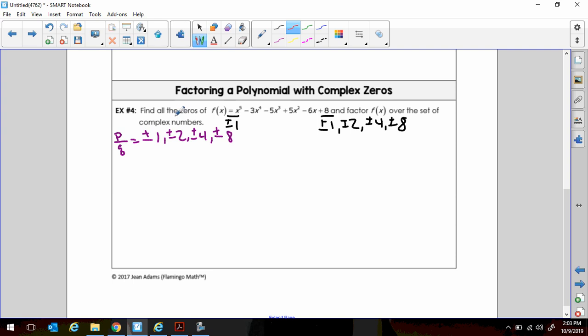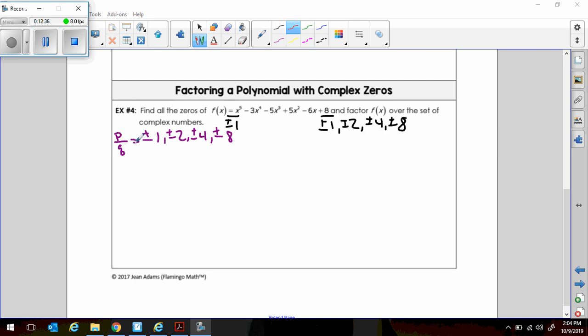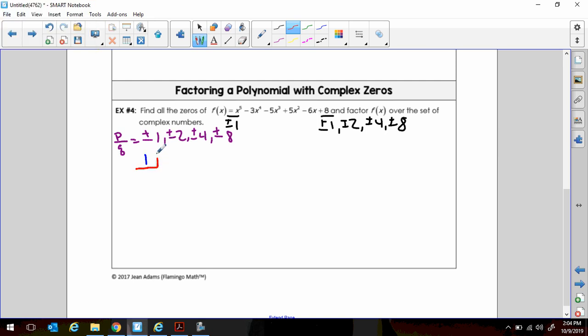Alright, I'm going to try 1 first. So what I just did is I took 1. I know that 1 is a factor because it's one of these. And I plugged it in for x, and it gave me 0. So I know that this is one of the factors, and I'm going to find out what the quotient is. So I'm going to use synthetic division. You guys can use long, it doesn't matter. I'm going to put in the coefficients. So the coefficient in front of the x to the fifth is 1, negative 3, negative 5. And I'm checking to make sure I'm not skipping anything. So this is plus 5. Positive 5, negative 6, and then 8. Okay.